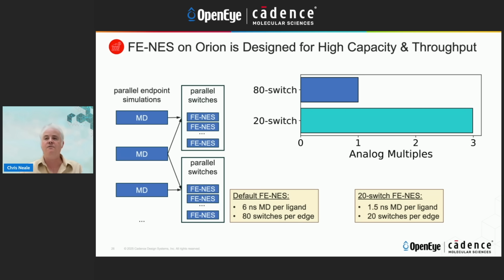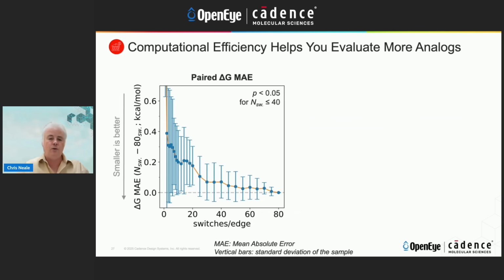So just 1.5 nanoseconds per ligand and 20 switches per edge. And what this gives us then is an increased capacity. We can run 3 times as many analogs for the same computational budget as we can run through default FE-NES with those settings. Of course, we're going to have to make some type of trade-off here between the number of analogs that we can put through and the accuracy at which we generate those predictions.